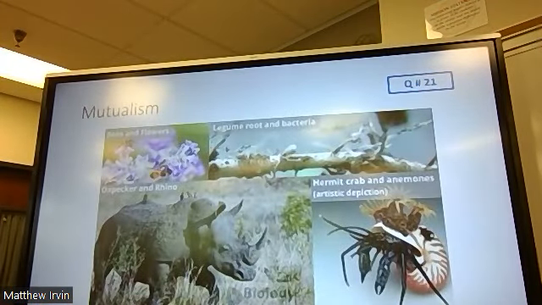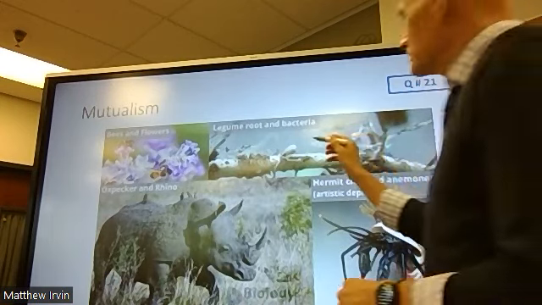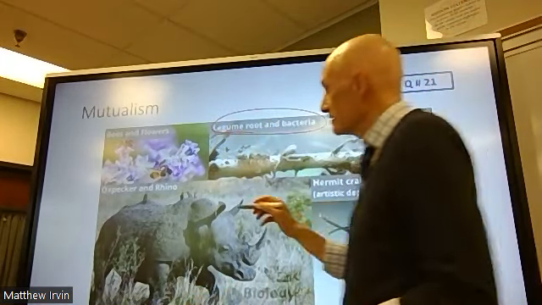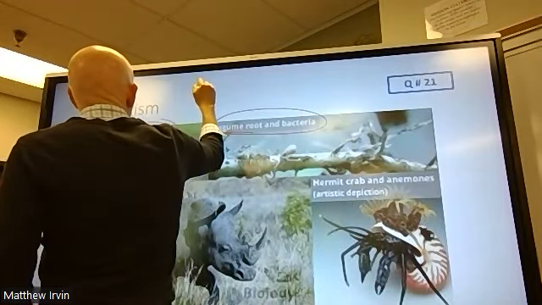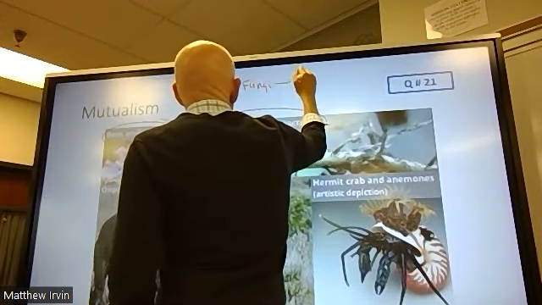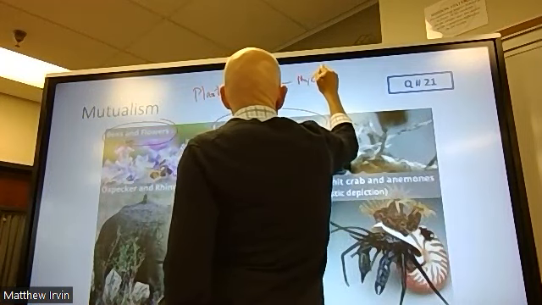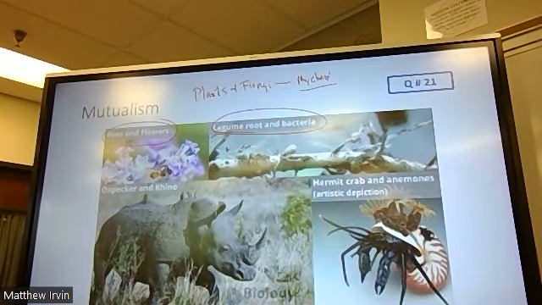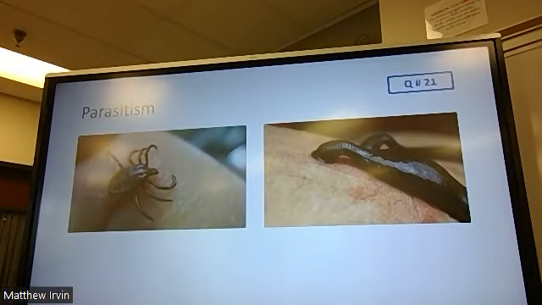Mutualism, both things benefit. Examples that you should know: legume roots and bacteria, plants and bees and flowers is good, plants and fungi, the mycorrhizae again. And then they'll give examples, and you just have to know both are benefiting. So that's mutualism. Parasitism, plus minus: ticks, mosquitoes, leeches, tapeworms, mistletoe.